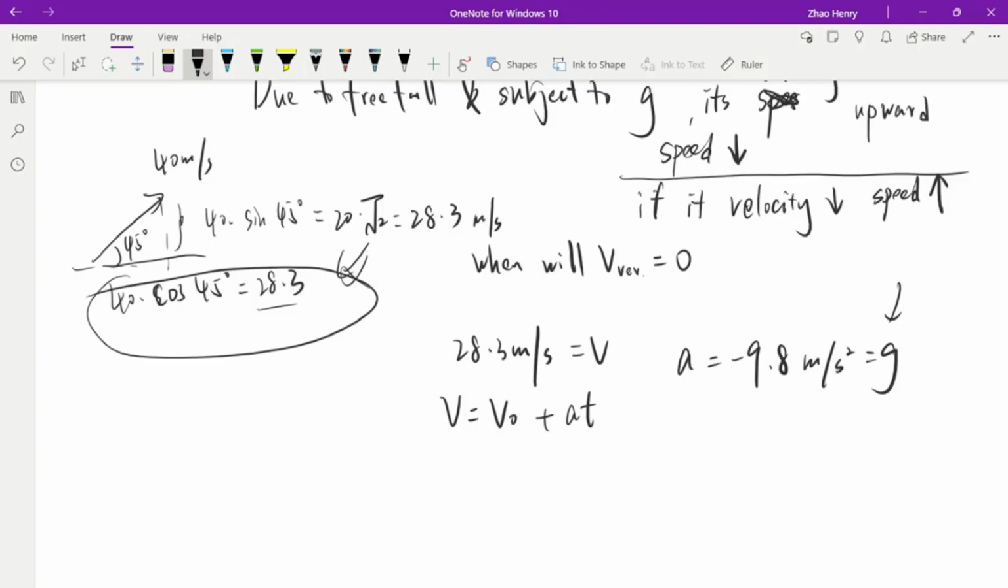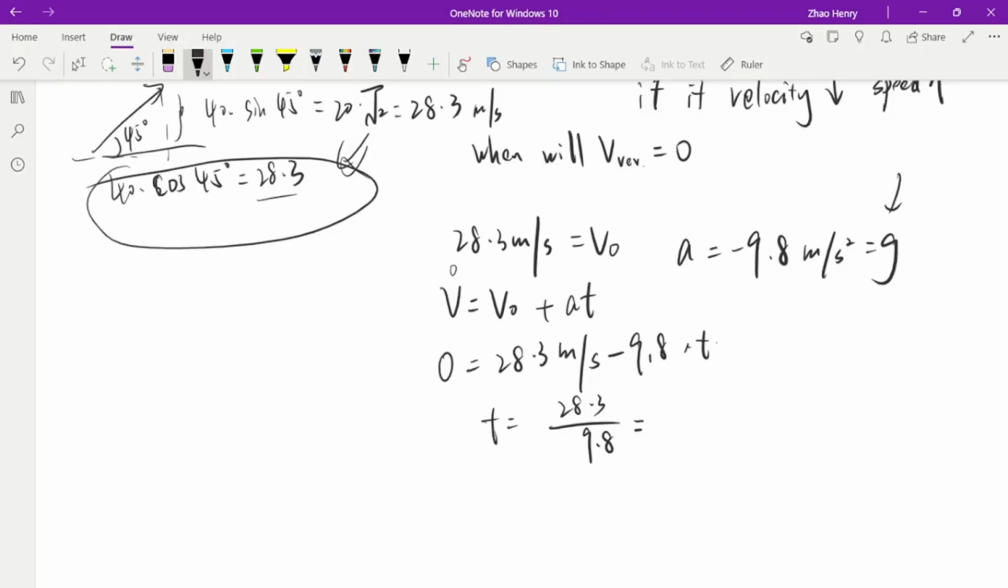So then we can use the formula v is equal to v naught plus at. Oh wait, actually the 28.3 meters per second is your initial speed. The final speed is when it comes to a stop, which is 0. So let's plug in numbers. 0 is equal to 28.3 meters per second minus 9.8 times t. t is equal to 28.3 over 9.8, which is close to 2.86. I don't have a calculator beside me, but around that. So this is the answer.